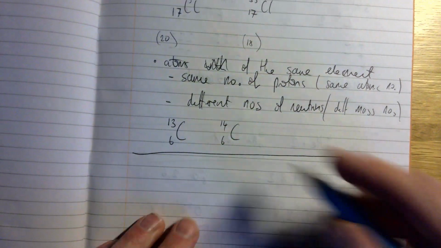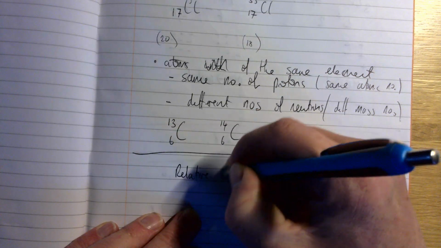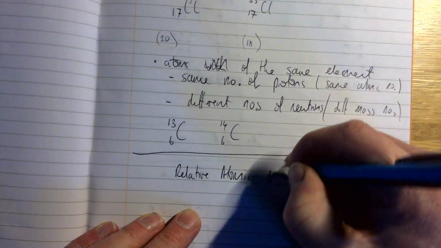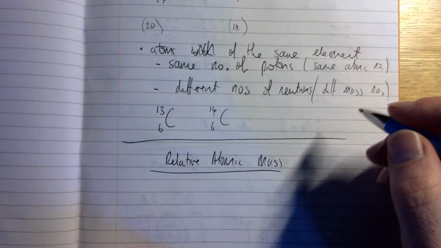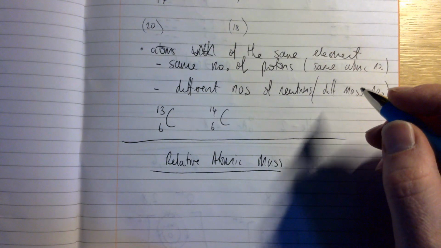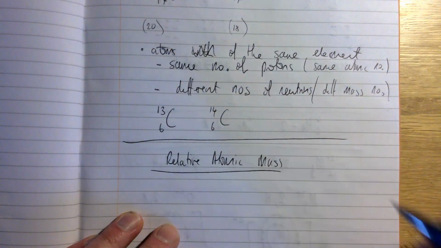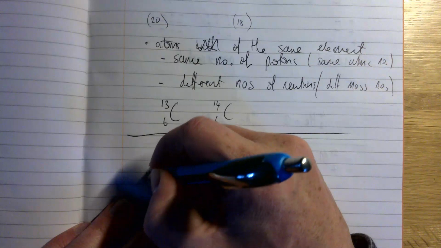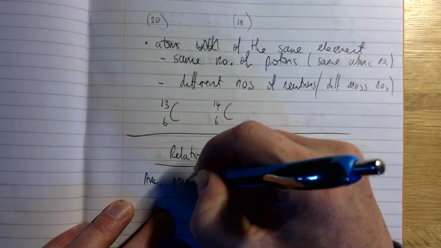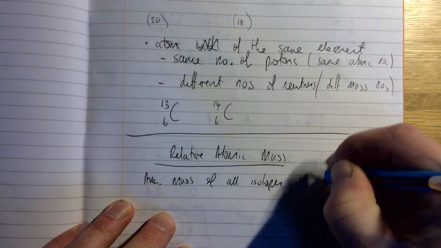I'll remind you briefly now, though, that you do need to be able to work out something called the relative atomic mass, and that's the average mass of all of the isotopes of a particular element. And I've done a separate video on that, so I'm not going to spend very long on this at all. So all I'll say, just remind you of the definition: average mass of all isotopes of an element.